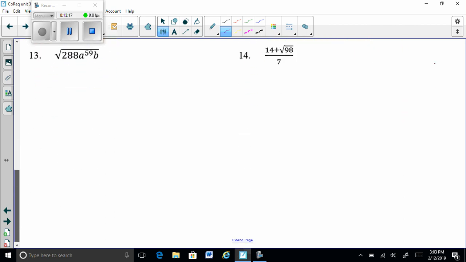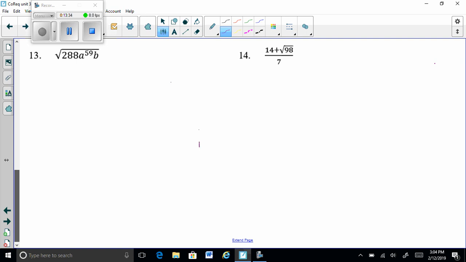All right, so our last two on this slide. So you got 288. Once again, you pull out that list of your perfect squares and you just start dividing into 288 until you get to the right one. And so it should be 144.